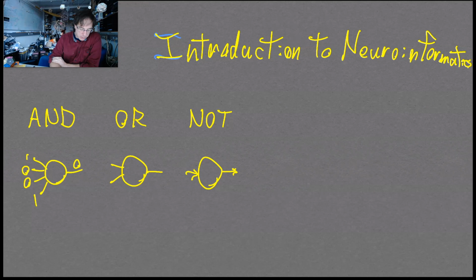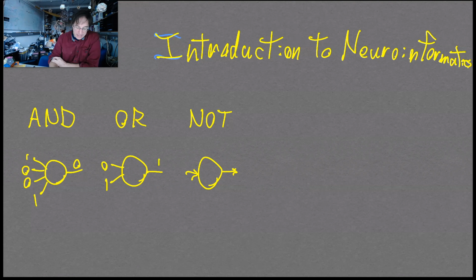If we have an OR gate, let's say we have a couple of inputs, 0 and 1, then what would the output be? Well, it's like the AND gate, but now we're doing OR. So we ask, is the top one 1, or is the bottom one 1? And then the answer is yes, because the bottom one is 1.